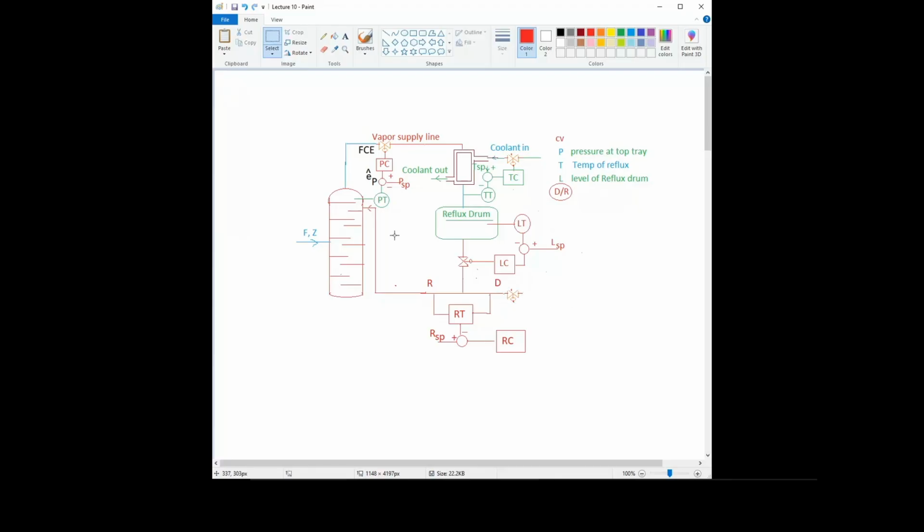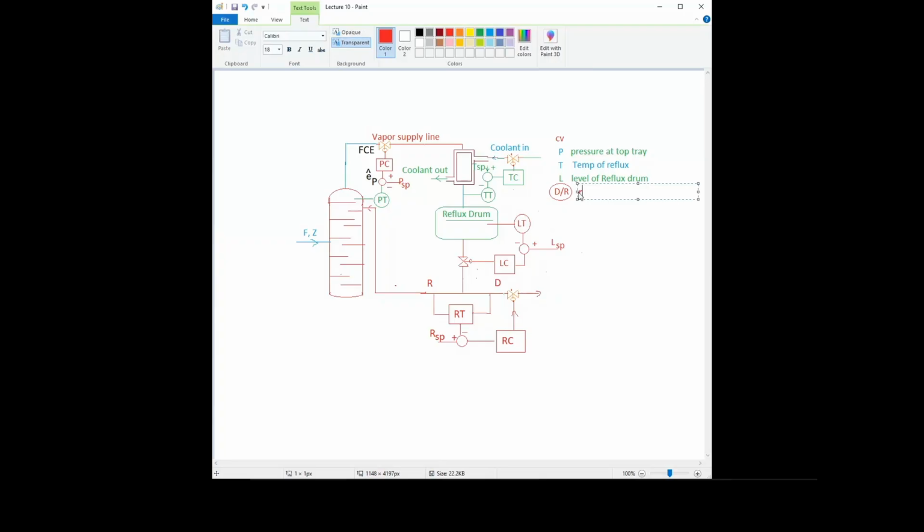Now this is good. So yes, the ratio controller gives the control signal, and this will be given to the valve. The valve is acting as the final control element, and this will control the D by R ratio. So this is our fourth variable, right? This is the D by R ratio.